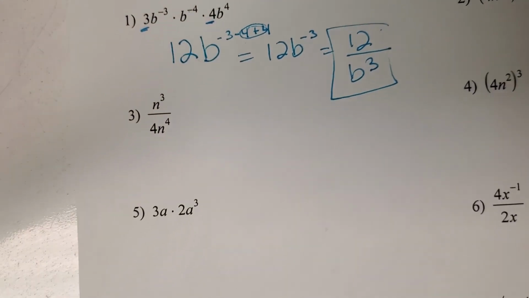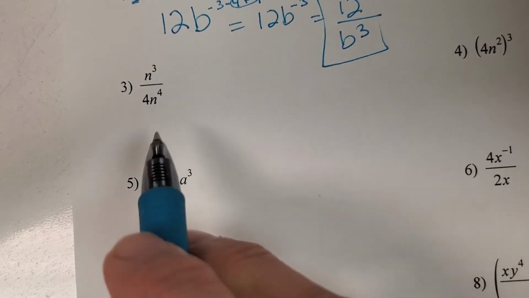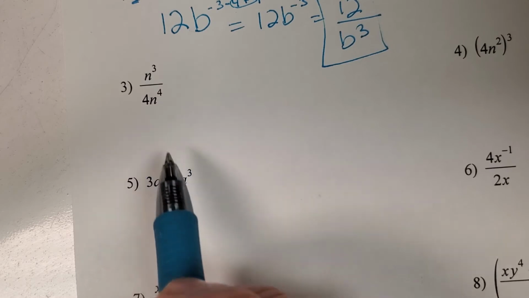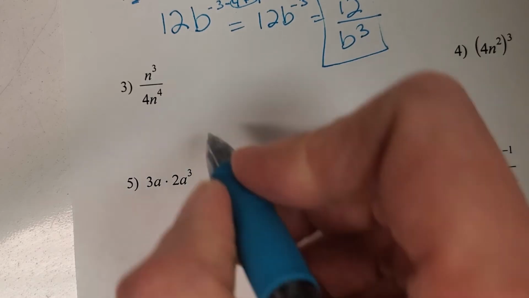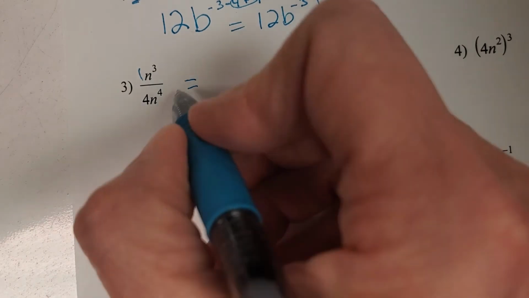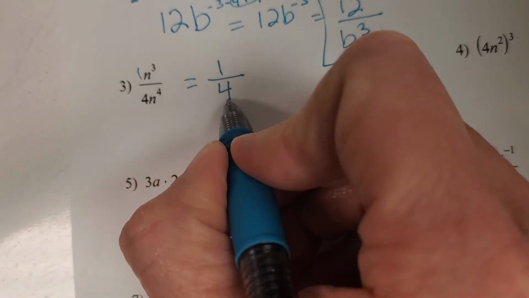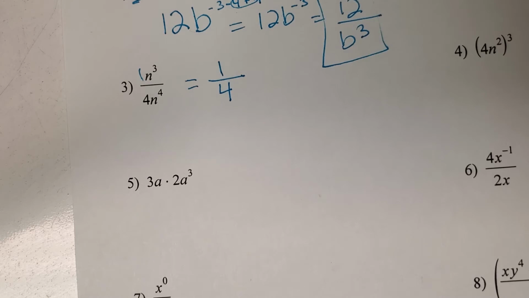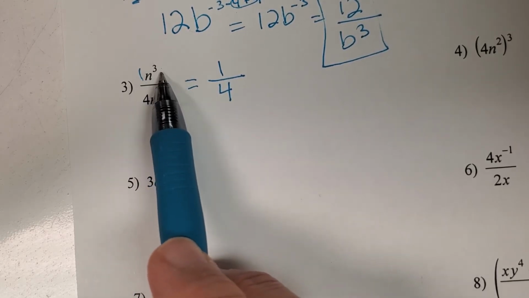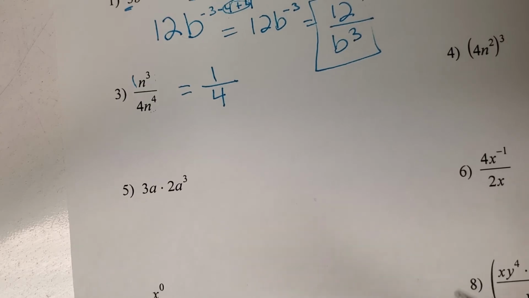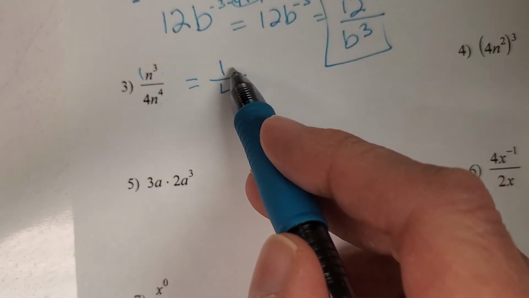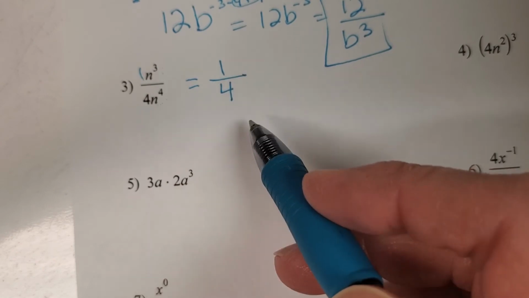All right, let's try number 3. Now what I notice here is there's division going on. So remember, when division is going on, I subtract my exponents. I look at my coefficients and there's a 1 there. So I know it's going to be 1 over 4 because I can't reduce that. The reason I put the 1 there is because I notice there are more n's down here than there are up there. So there's a couple ways you can do this. You could say 3 minus 4, and then you could put n to the -1 up there. That's one way to do it.